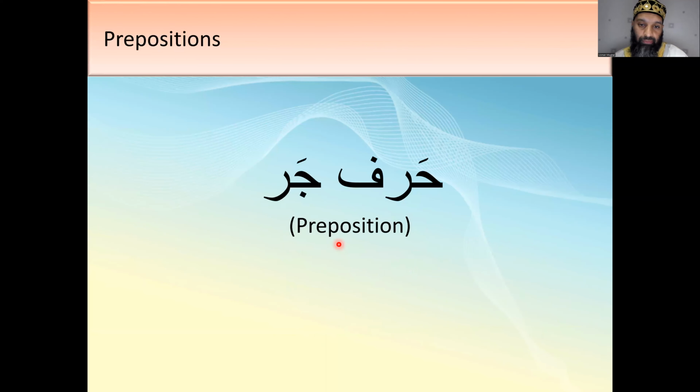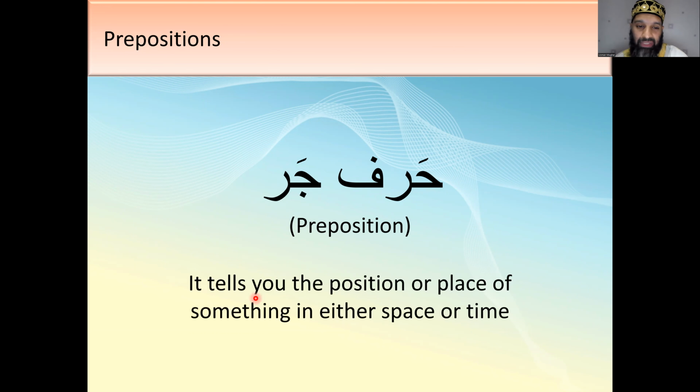16. Okay, so that was the end, I think, of that part of the practice. This is just some information that's good to know. Prepositions are called harf jar. Harf jar means preposition. It's a name given to a certain group of words. And what do those words do? They tell you the position or the place of something in either space or time.